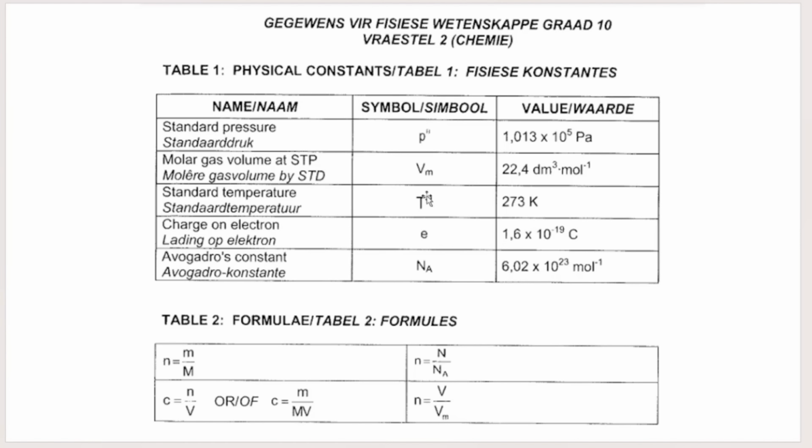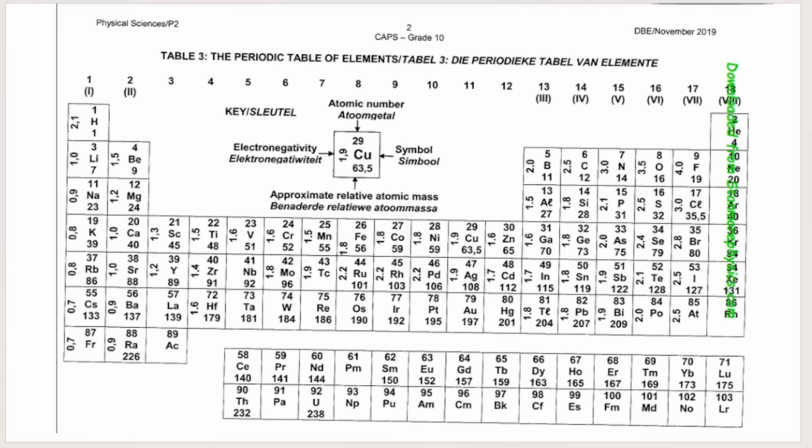I first wanted to remind you that during every chemistry exam, you will have physical constants given to you, and these are the constants that you'll be using in your questions. For example, Avogadro's constant is given over here. We use that in stoichiometry. Then they give you the formulae, and they give you a periodic table, which is amazing.